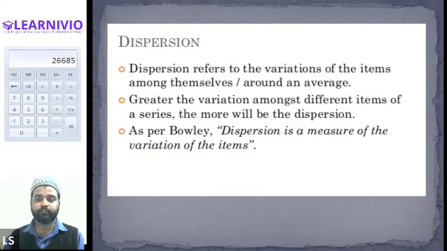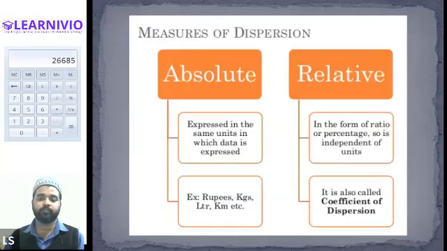So we have understood the meaning of dispersion, wherein I explained that dispersion refers to the variation of the items among themselves in a particular series. Greater the variation in any series, higher is considered to be the dispersion in the series. Lower the fluctuation or the variation, lower will be the value of dispersion.